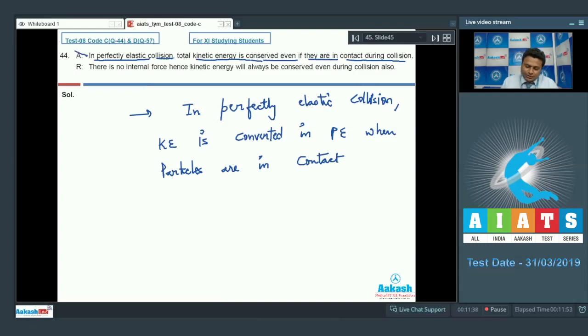So assertion goes wrong. Now let's talk about the reason. There is no internal force, hence kinetic energy will always be conserved. And if assertion is wrong, then the reason is also saying that kinetic energy will always be conserved. So it is also wrong. So we will go with option number 4, which is saying assertion and reason both are false. Now move on to the next question, that is 45 number.